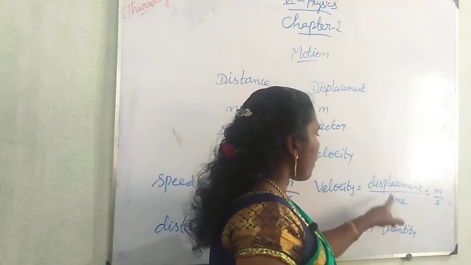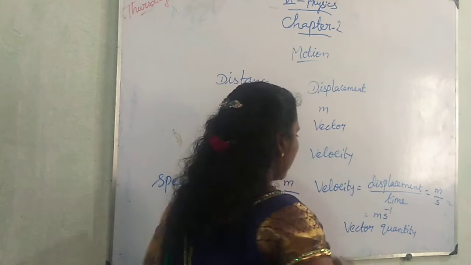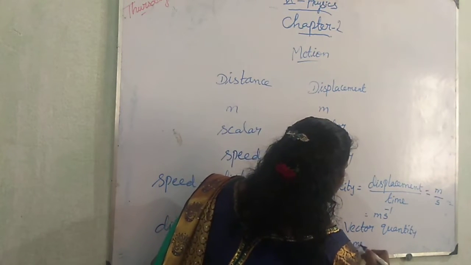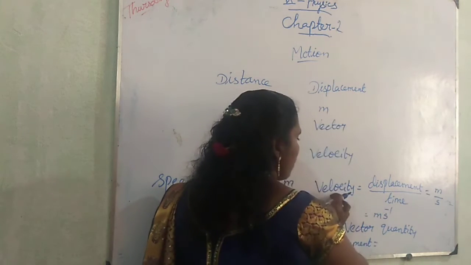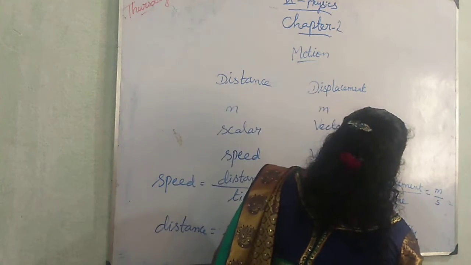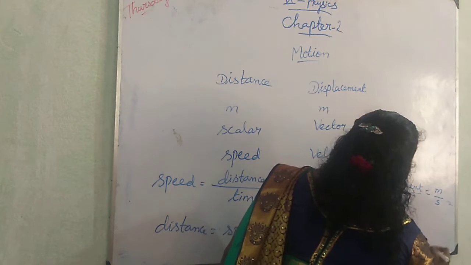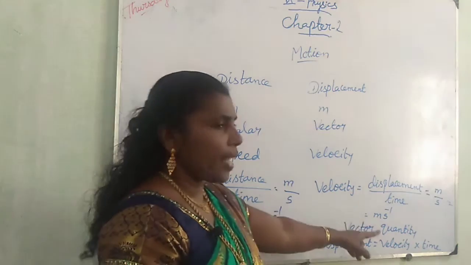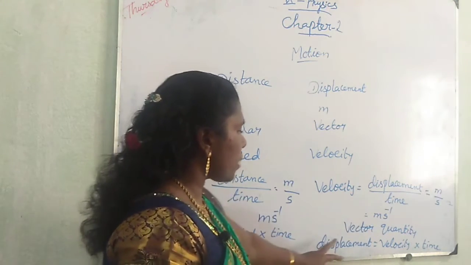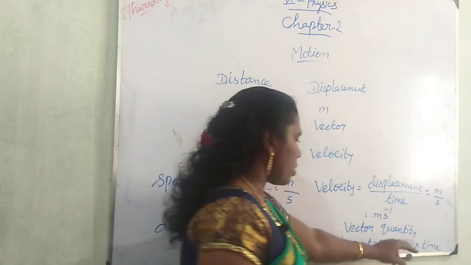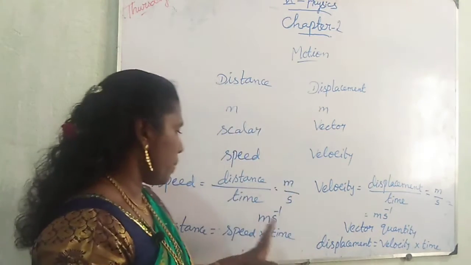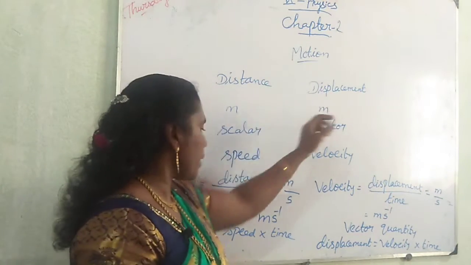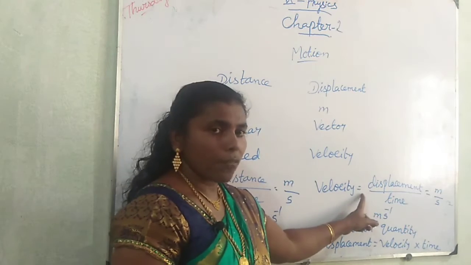Here, suppose in this formula we have to find displacement. How will you find it? Displacement equal to velocity into time, you just have to multiply velocity into time. What's the unit for displacement? Meter. Just multiply and write the unit for displacement. Okay. So we have learned about distance and displacement and speed and velocity.